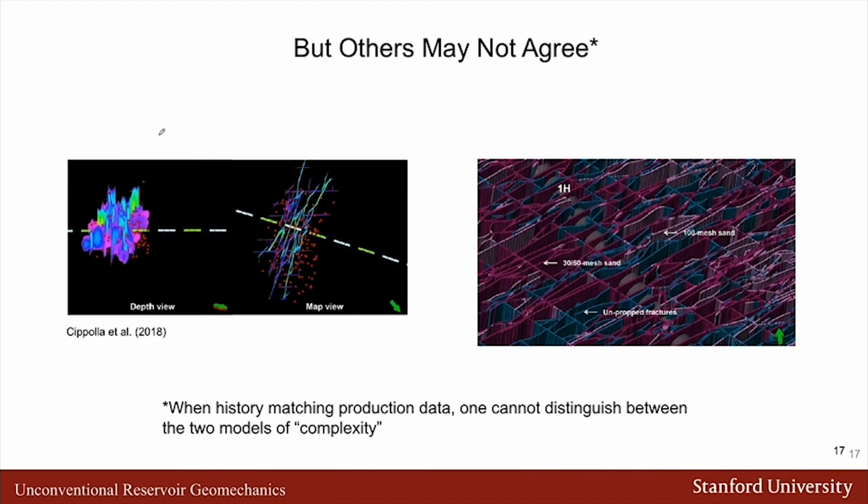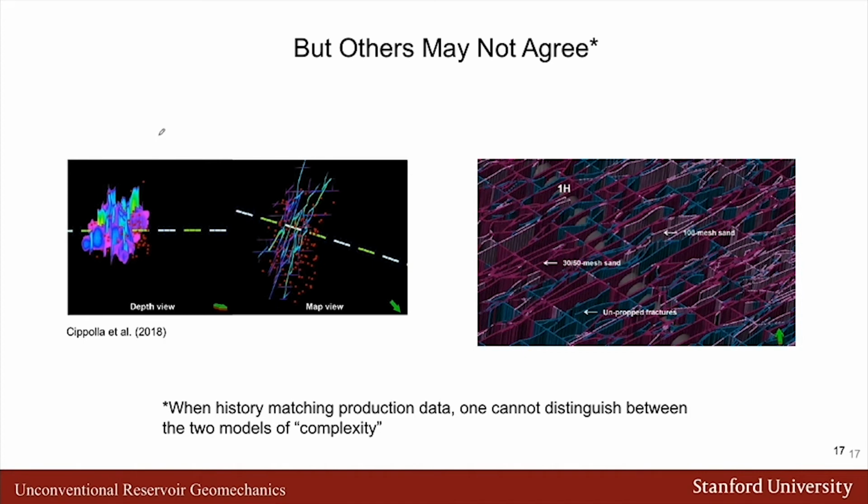But others may not agree, and here are a couple of papers from the recent literature in which there are representations of complex fracture patterns, anastomosing hydraulic fractures, maybe hydraulic fractures intersecting and interacting with pre-existing fractures. The picture on the right, in fact, is even proposing to calculate which elements of that complex network, that honeycomb of intersecting fractures, are actually taking proppant of different sizes.